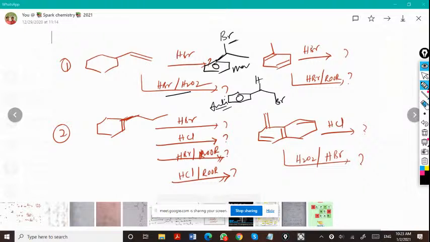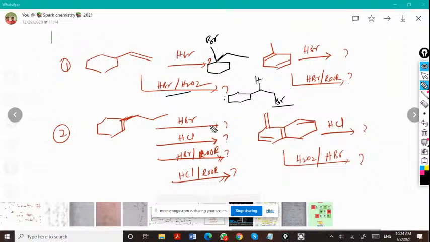So if it is not benzyl, the secondary will be more stable. So that will be the major carbocation, and after the rearrangement it's going to become a tertiary carbocation. So this is going to be the most stable carbocation. So bromine addition will happen here, and the final product will be this. Okay. If it is in free radical fashion, there will not be any rearrangement. So simply the less substituted carbon is going to add the bromine. So this will be the product.